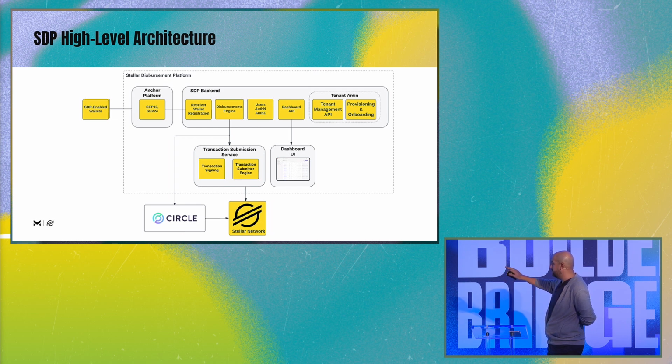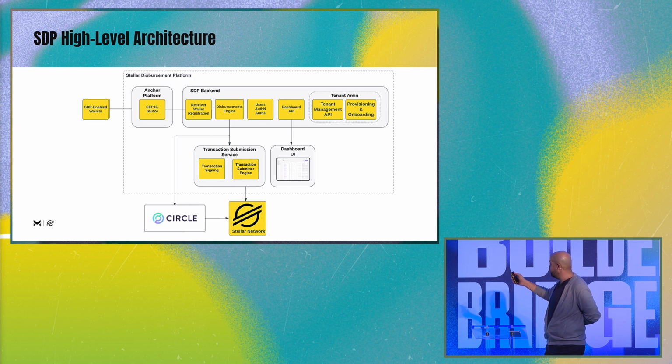But actually, before that, maybe I should say that you can see the boundary of the services. There are 4 services in this platform. So you have the SDP backend, which is like the catch-all backend service. You have the anchor platform, and there are quite a few talks about it from Jake. I don't know if he's here, but I recommend watching that if you want more info about the anchor platform. Then the dashboard UI and the TSS, which is the transaction submission service.